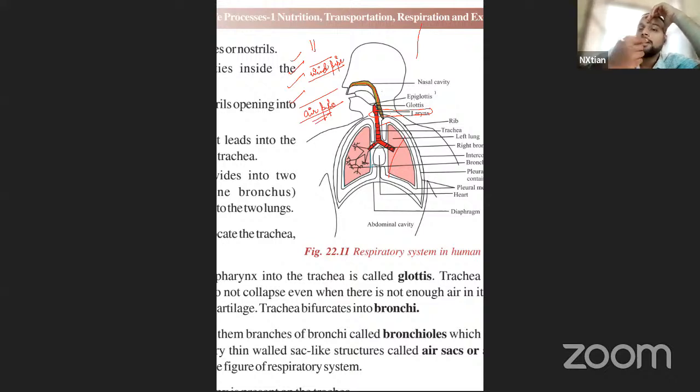Now, what is the role of the windpipe? The wind will go inside it. Windpipe and air pipe are both the same. So what is the role of the food pipe? Whatever we are eating goes into the food pipe, and whatever we are breathing goes to the air pipe or windpipe. Understood? Any problem in that?